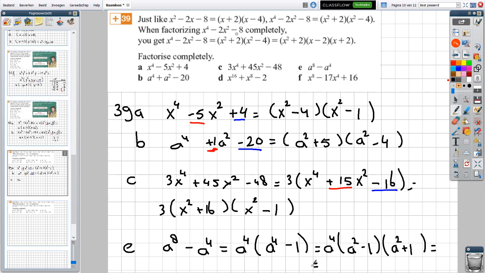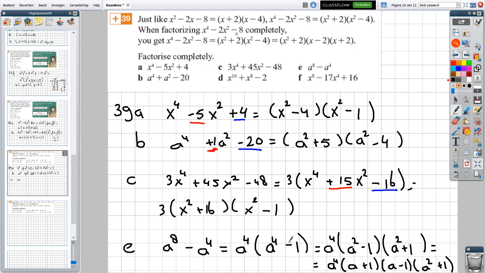So I can now write this down as a to the power of 4. This is a difference of two squares. Which ones? a plus 1, a minus 1. And I still have a squared plus 1 left. This is not the difference of two squares because it's not a difference. There's not a minus here. So here I have 4 factors. a to the power of 4, which I found by taking the common factor outside of the brackets.